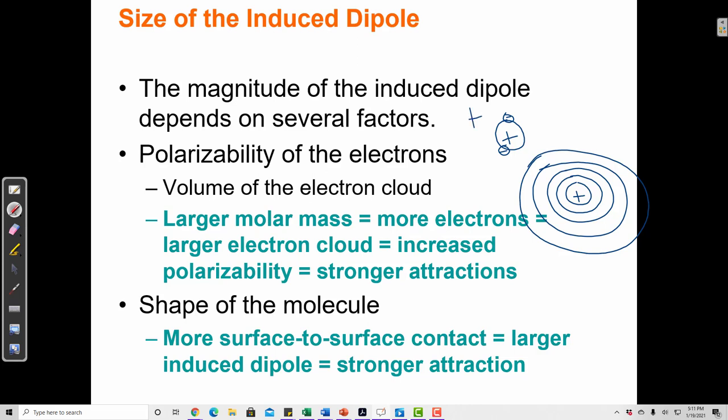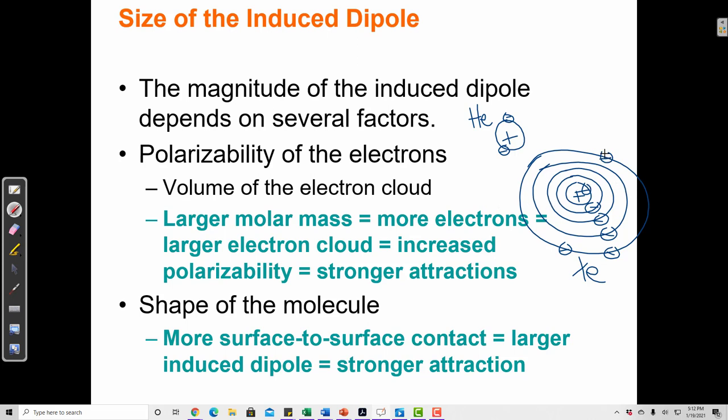So helium is small, it has a small electron cloud, but xenon has a huge electron cloud. All of these are negative, negative, negative, all of these electrons and all of these clouds, right? So the larger the cloud is, the more polarizable it is. And polarizable just means the higher the likelihood that those electrons can move from one side of the atom to the other side of the atom. So when an atom is big, it's easy to move those electrons from one side to the other.